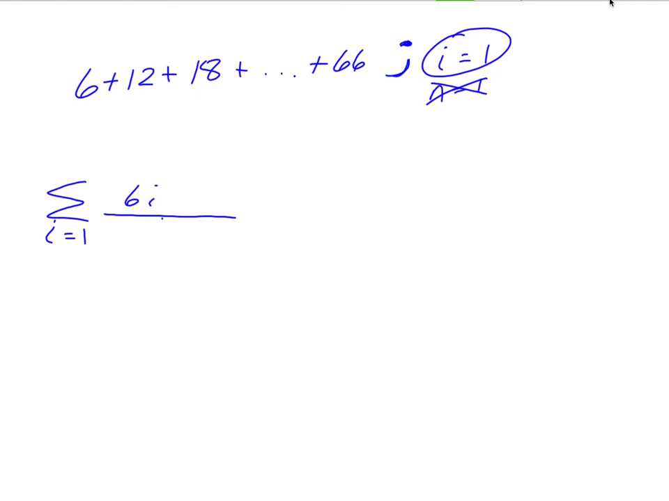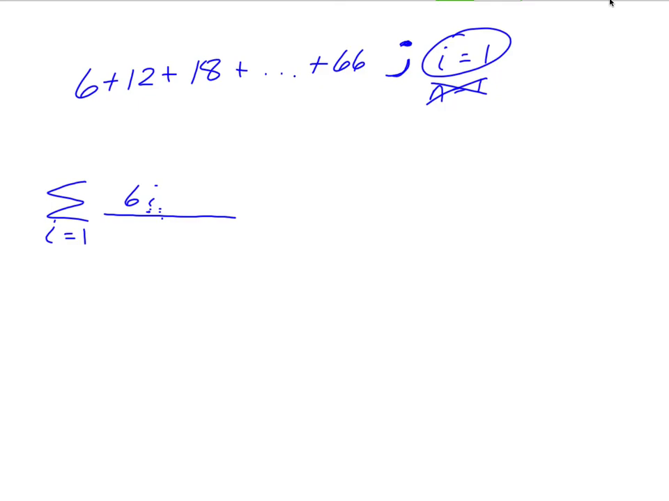I plug in 1 and I get 6. I plug in 2, and I plug in 3 and I get 18. So this works. After we finish this problem, I'm going to come back and show you what I want you to do every time. So 6i works. Instead of having to guess, there's a way we can do something every time to get the answer. So now that I know this is 6i, how can I figure out what this top number is?